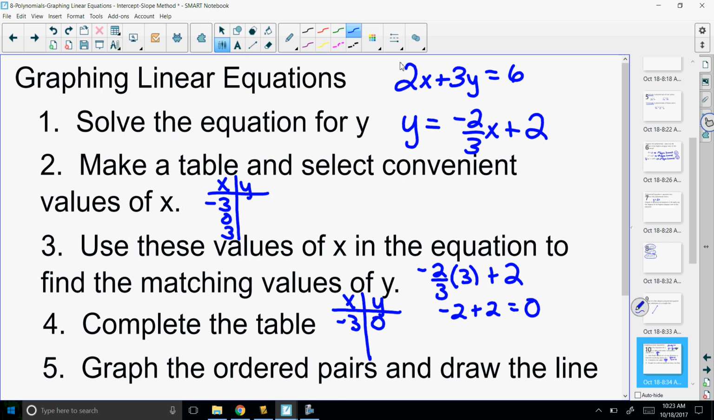And then 5 says graph the ordered pairs and draw the line. So I would start plotting these points. If x is 0, I put it into my equation. Negative 2/3 times 0 is 0, plus 2 gives me a value of 2. So I got to know how to plot those points on the xy axis.